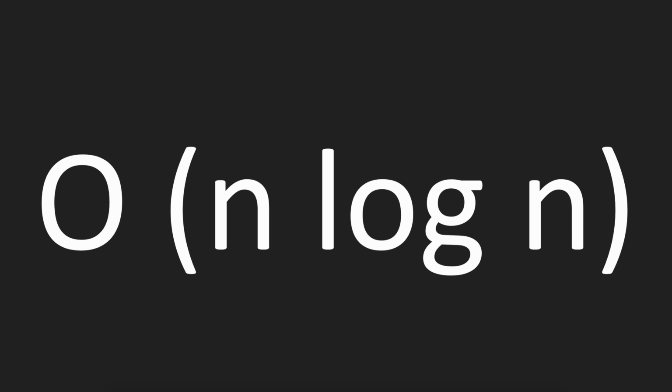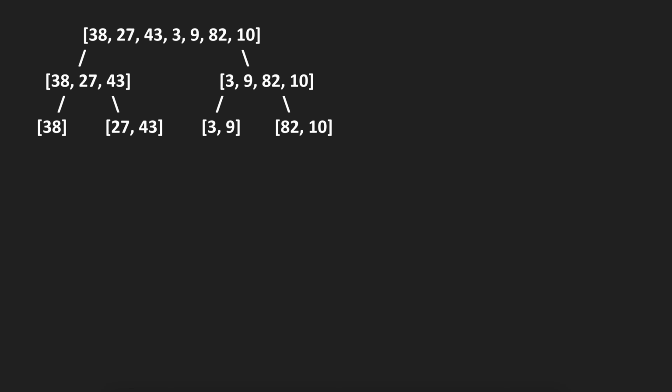Next time complexity is n log n, or linear arithmetic time complexity. So for that, let's take an example of an array, and in this case we need to sort the array. We are going to use the merge sort algorithm in order to sort this array. What we are doing in the merge sort algorithm, to put that in simple terms, is dividing an array, for example, into 2 parts, and for each part we are again dividing those into smaller parts and so on.